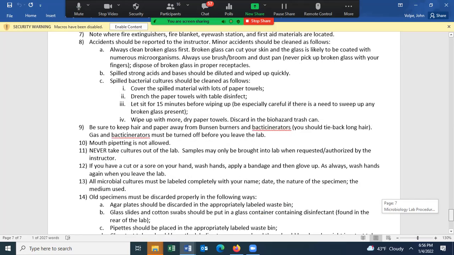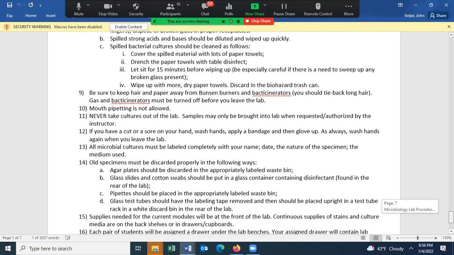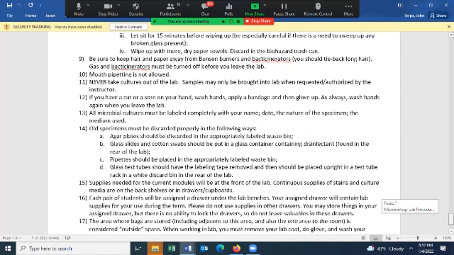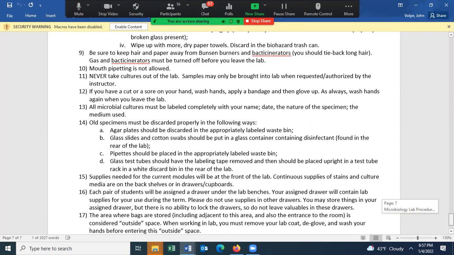We already talked about that. They never take cultures out of the lab. I would probably kick you out of microbiology if you were to do that. If you have a cut or sore on your hand, you should wash your hands, apply a Band-Aid, they are available in the microbiology lab, and then put on the glove.